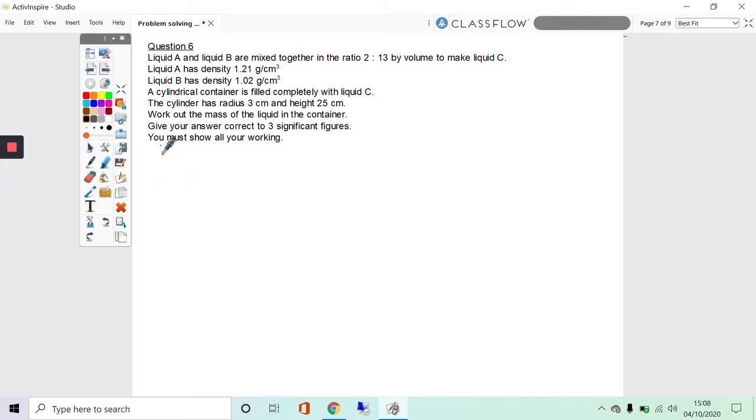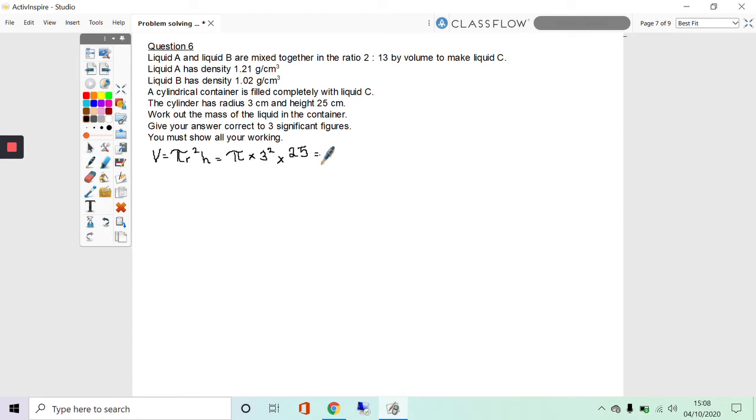So I'm going to begin by working out the volume of the cylinder. So the volume of a cylinder is the circular cross-section pi r squared multiplied by the height h. So that's going to give me pi multiplied by my radius is 3, so 3 squared, multiplied by my height, which is 25 centimetres.